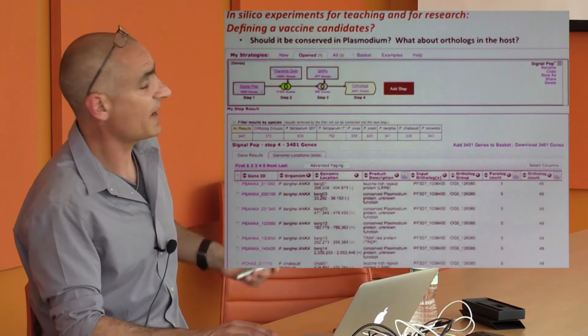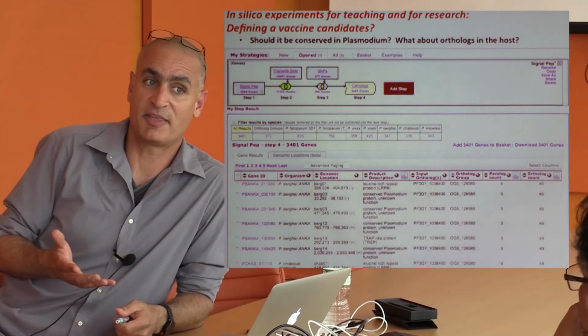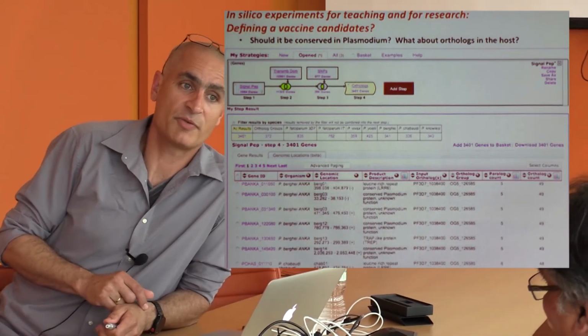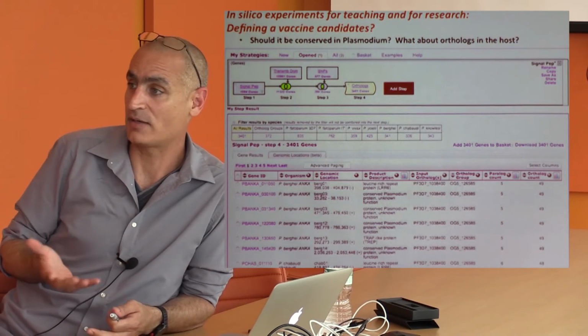If you were trying to develop a vaccine, working in a company or in a lab, one thing that's really important is you want to make sure that this vaccine is not recognized as a self-antigen, right?